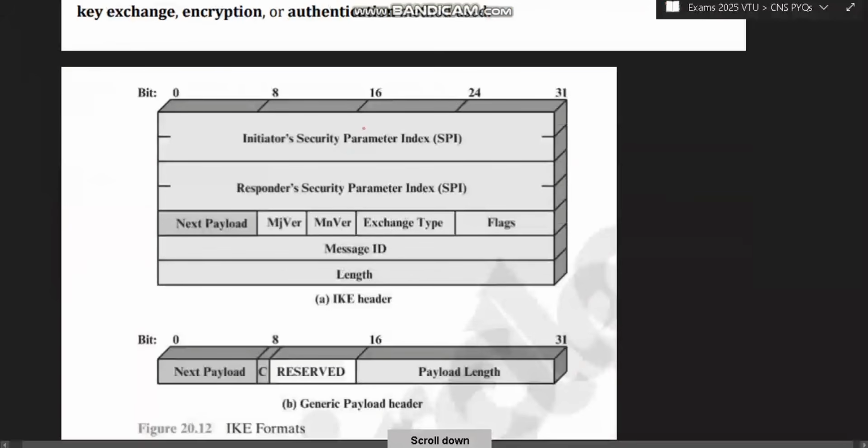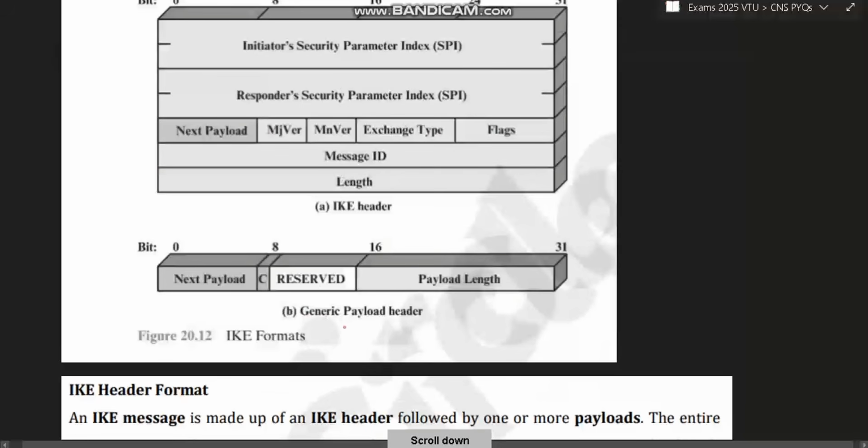Now the IKE header format will be as follows: the security parameter index will be here, that is the initiator's. The next one will be the responder's security parameter index. And here it will be the next payload. Here there will be a message ID and length, and here we'll have major version and minor version, exchange type, and flags. So these are the points you need to make. And the generic payload header has next payload, critical bit, reserved, and payload length; this is optional. You can just make this one.